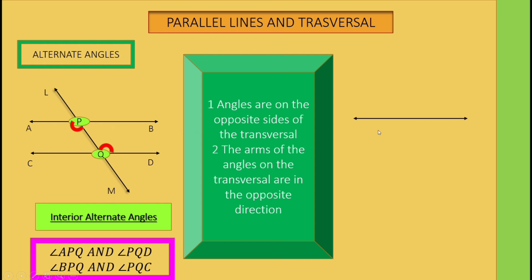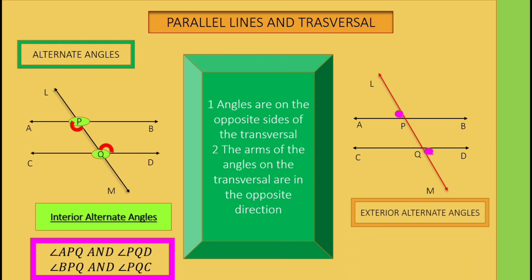Now let us consider another figure which consists of the parallel lines AB and CD, and transversal LM. This transversal LM intersects the line AB in P and intersects the line CD in Q. Here two alternate angles are present, but these two alternate angles are in the exterior portion of the parallel lines, and so these angles are called exterior alternate angles.